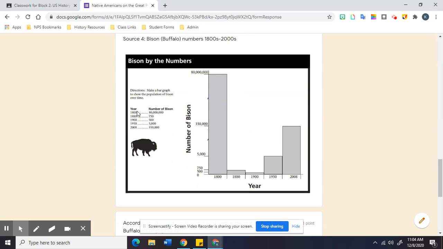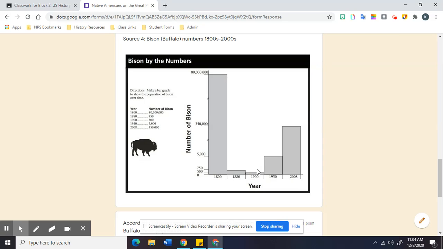Now in 1800, there were 80 million buffalo. By 1880, so less than 100 years, there were 750 buffalo, down from 80 million to 750. By 1900, it was only 500.